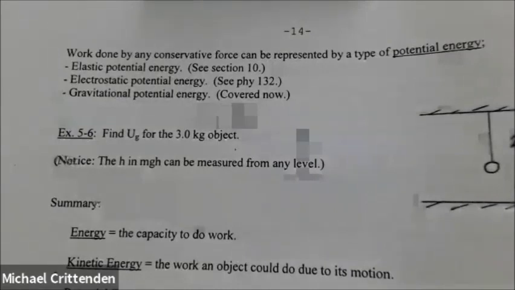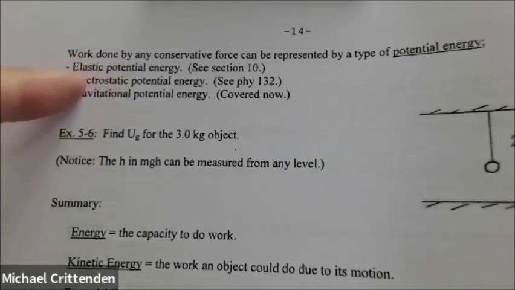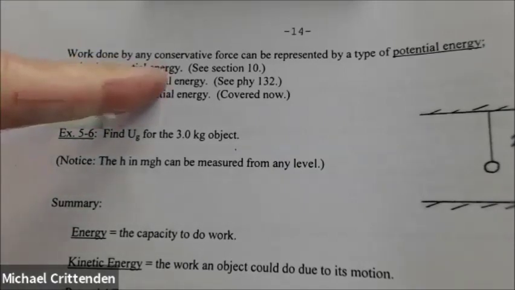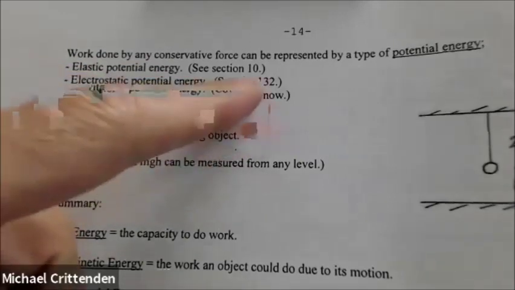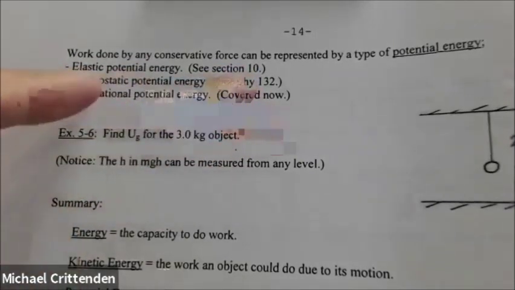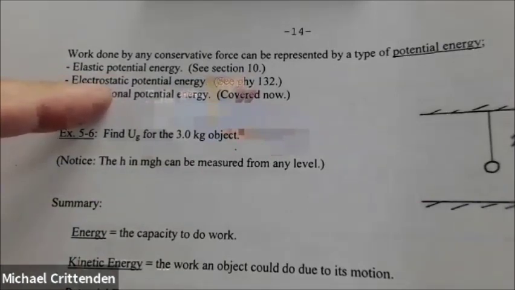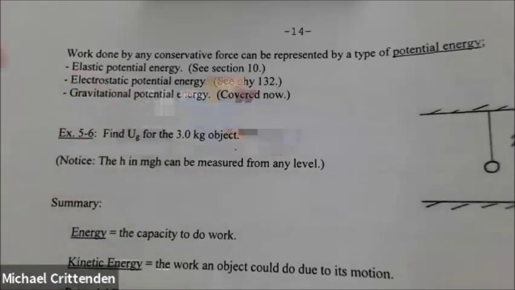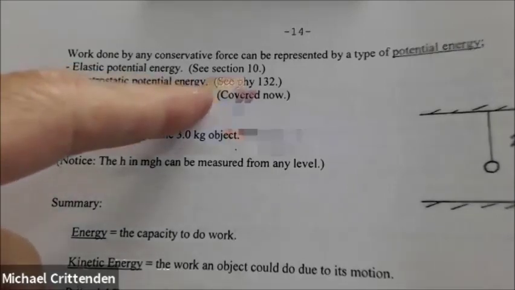The work done by any conservative force can be represented by a type of potential energy. And there are several different types of potential energy. The work done by anything that stretches, a spring or a rubber band or something like that, can be thought of as a change in elastic potential energy, which is a topic we'll look at later in this course. Near the beginning of Physics 132, we'll look at electric, or I called it electrostatic, potential energy.